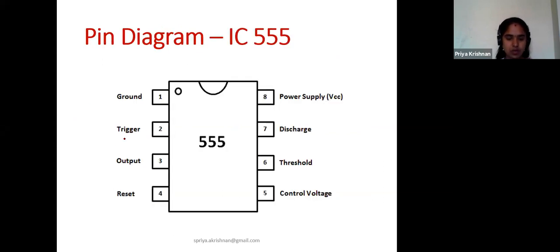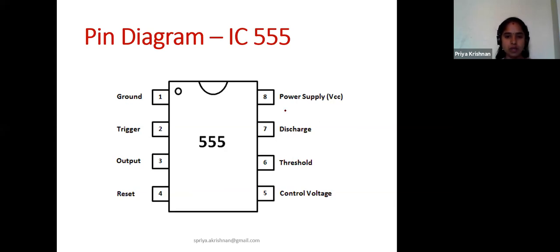Trigger input, then the output pin, my third pin, and then my reset pin. The reset pin is an input pin, and I have one pin for control voltage, one pin for threshold voltage, and one pin for discharging and charging the capacitor, so that control is given to the external circuit to discharge and charge the capacitor. It's a very simple pin diagram to understand.